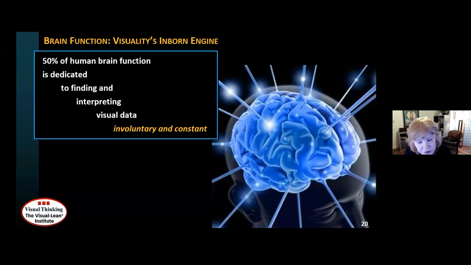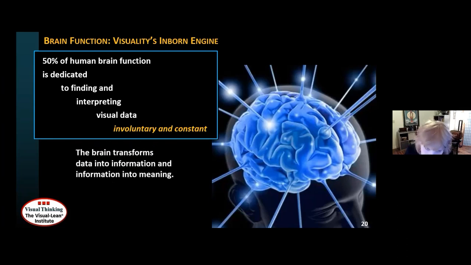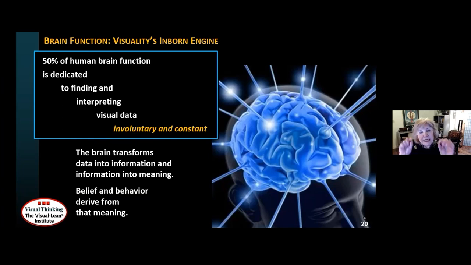And then, as I said, the other senses will take over. But we, as humans, are constantly translating data into information and information into meaning. That's what our brain does. It does a lot of other things, but it certainly does that. Belief and behavior is triggered by that meaning. Another word for meaning is perception. Meaning is perceptual, but nonetheless, it runs the show.